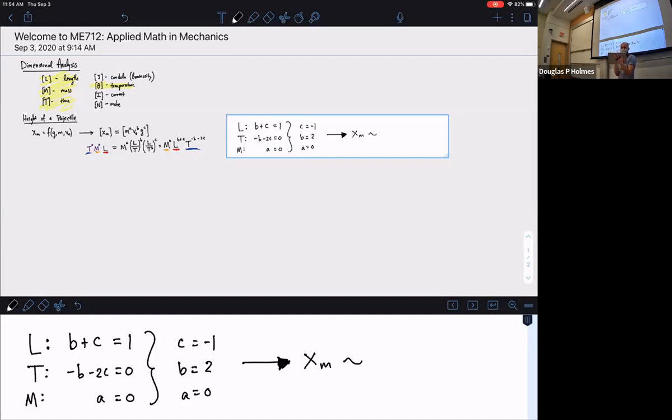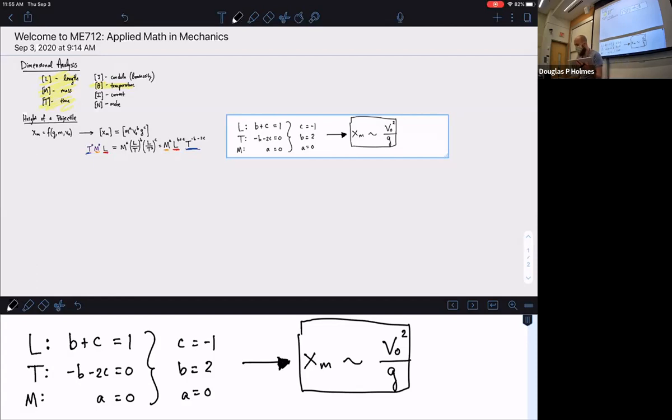And the initial velocity is raised to the b. B is equal to 2. So this is initial velocity squared. And gravity is -1, which means it's over gravity. You can quickly check that squaring the velocity, length squared over time squared, divided by gravity, which is length per time squared, the time squared cancels out and you're left with a length. Your dimensional analysis works, and you end up with a prediction for the maximum height of your projectile without doing any calculus, doing anything other than just guessing what matters and then looking at the dimensions.